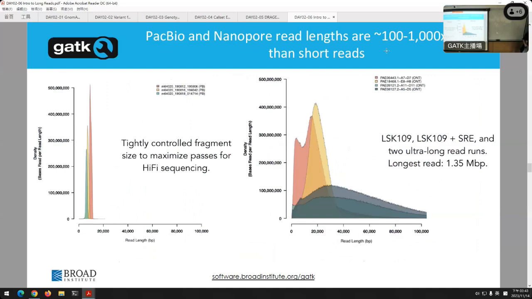Oxford Nanopore is not really limited by their sequencing technology. They could kind of go forever. But it turns out that it's difficult to prepare ultra long DNA fragments just in terms of the library prep. So we typically see about 20 to 30 kilobases from Oxford Nanopore. But it is possible to get reads that are even longer than that. The longest read was over 1 million bases long.